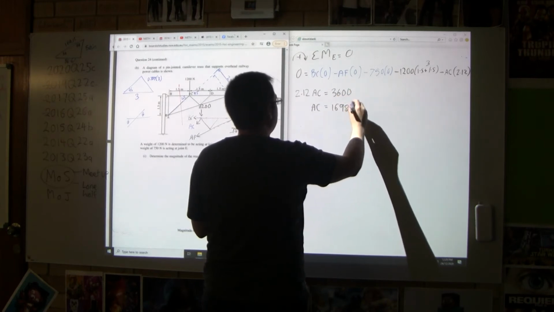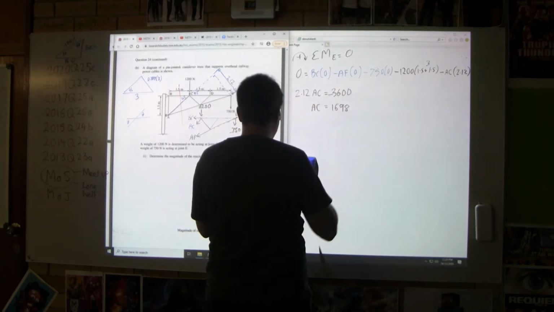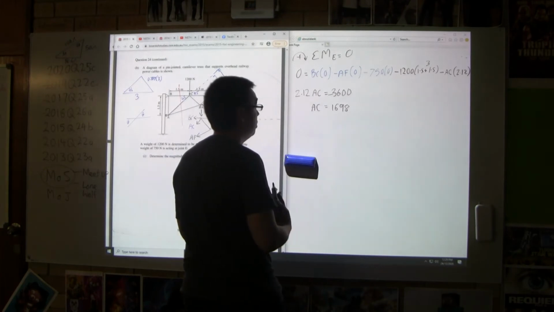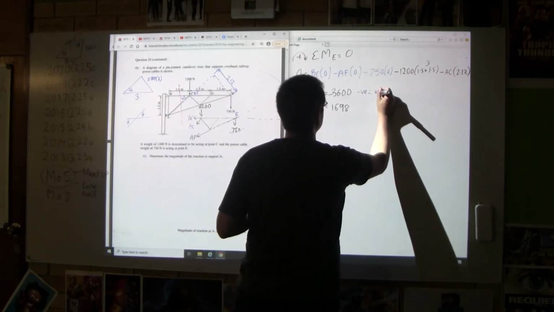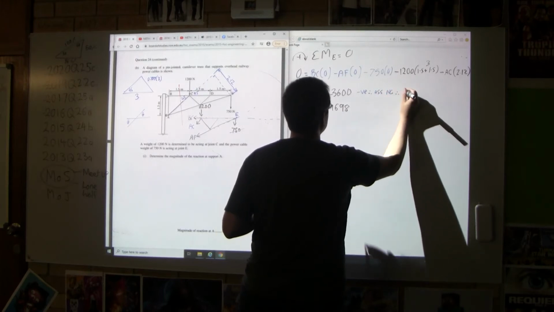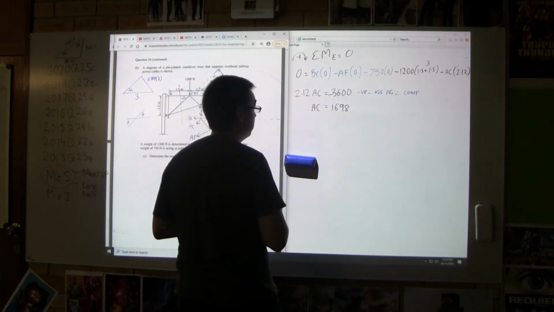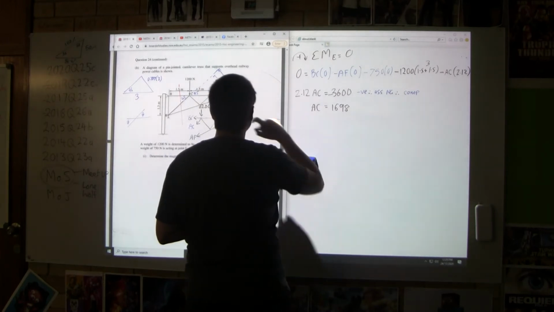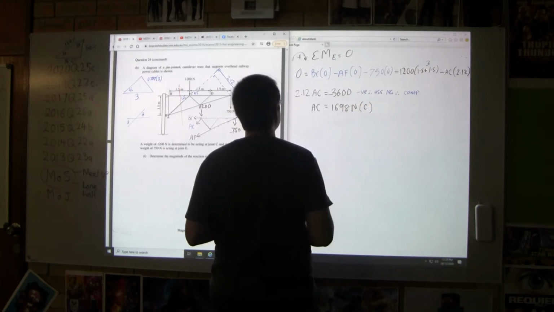Now, the thing is here, that number is negative, and so I'm going to write my little note here saying my assumption was wrong. The answer was negative, therefore my assumption was no good, therefore it's in compression, because we assumed tension at the start. All our answers are in newtons, and this is in compression.